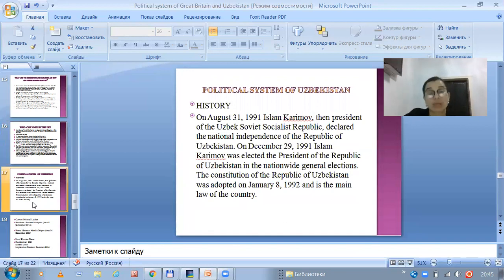Political system of Uzbekistan. On August 31st, 1991, Islam Karimov, the president of the Uzbek Socialist Republic, declared the national independence of the Republic of Uzbekistan. On December 29, 1991, Islam Karimov was elected as the president of the Republic of Uzbekistan in the nationwide general elections. The Constitution of the Republic of Uzbekistan was adopted on January 8, 1992, as the main law of the country.